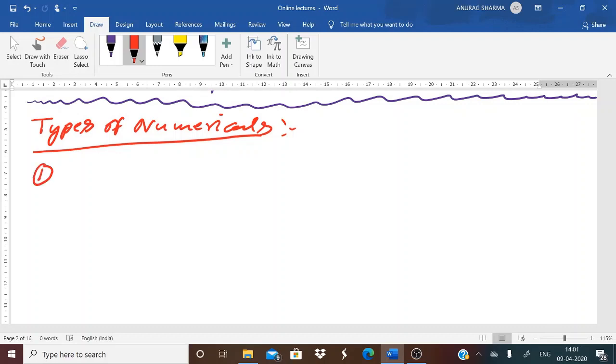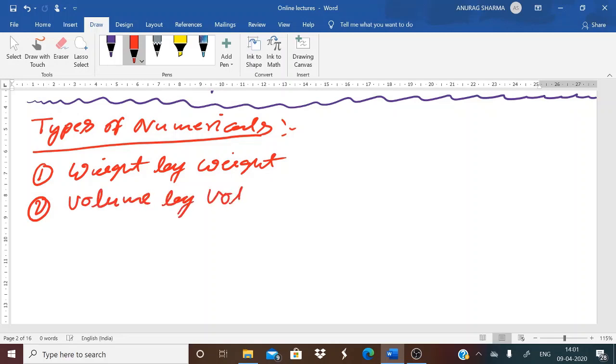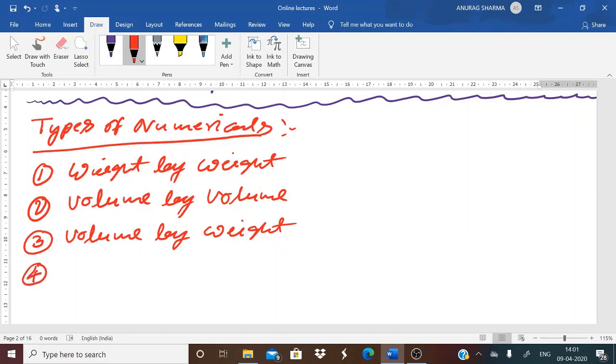Type first, numerical related to weight by weight. And second is volume by volume. And third one, volume by weight or vice versa, weight by volume also. And next type is calculation of dry products.